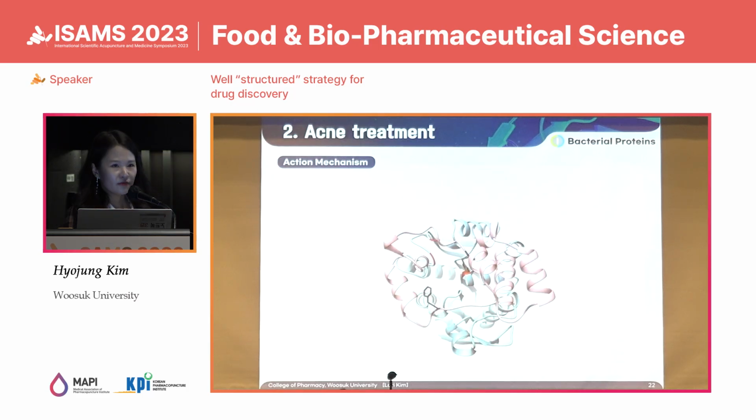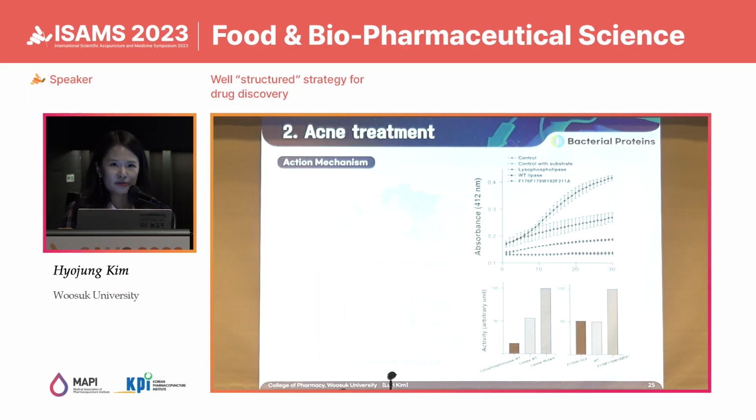And I could figure out how they work, how they open their lid domain to reveal their active site. The active site is colored in red here, and the lid opening mechanism involves the two phenylalanine residues changing location, and they open the lid domain to get their substrate into the active site.